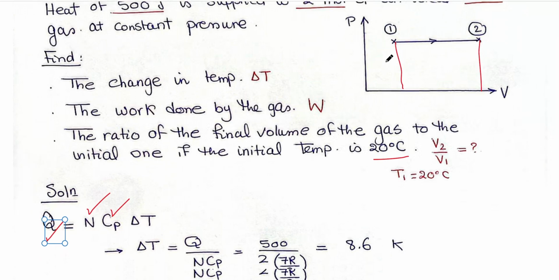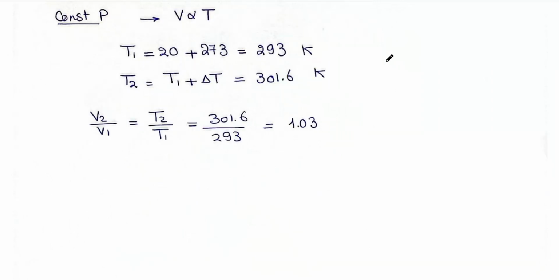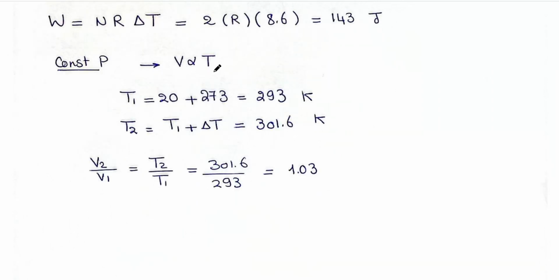Because it's a constant pressure process, the volume is proportional to the T. So T1 equals 20 and T2 equals the same T1 plus delta T. So 20, I will convert it into Kelvin by adding 273. Then I will add the change in temperature to get T2.